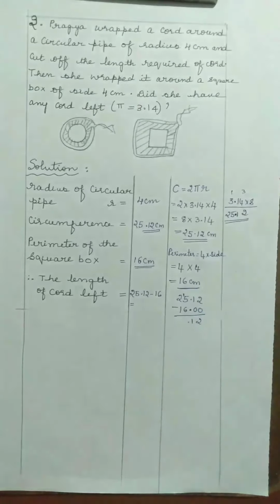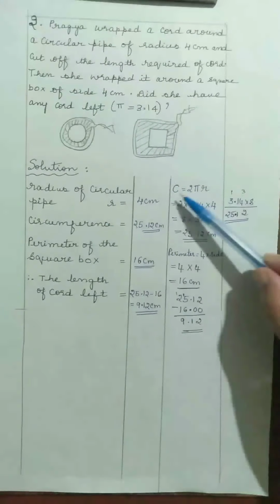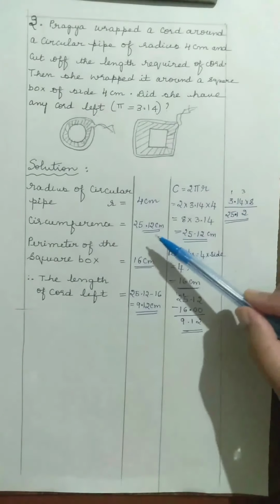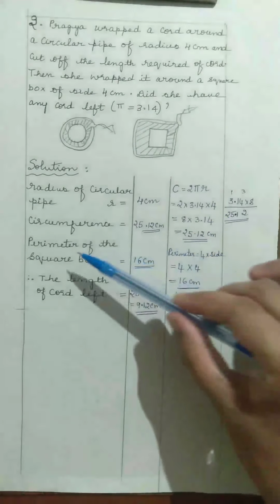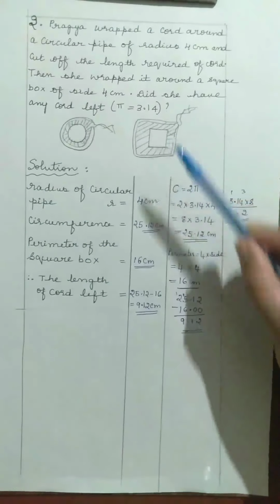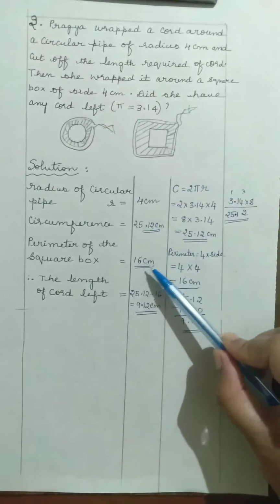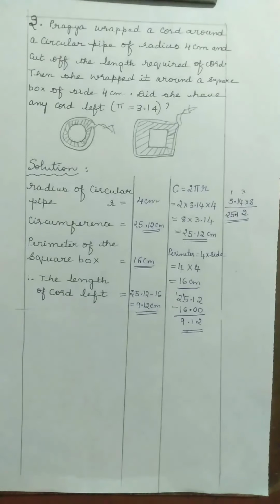Therefore, when the radius value is equal to 4 centimeter and circumference is equal to 2 pi r, we got 25.12 centimeter. Afterwards, we need to find out the perimeter of the square box. So we got 16 centimeter. After that, 25.12 minus 16, we will get the final answer equal to 9.12 centimeter.